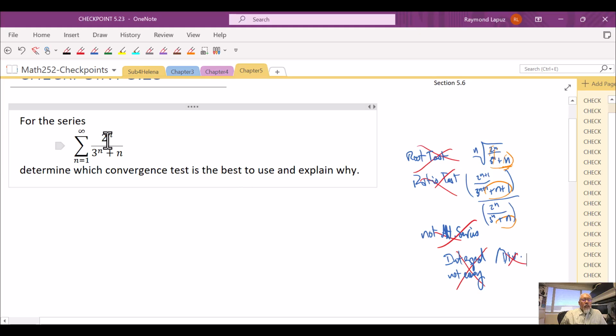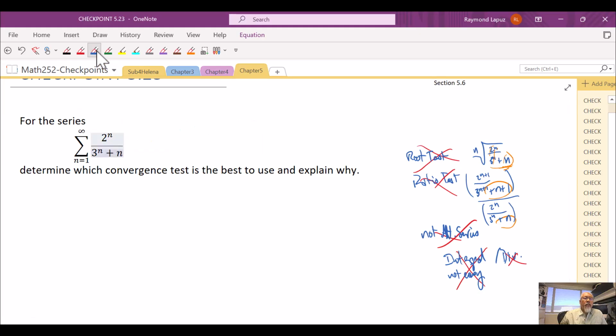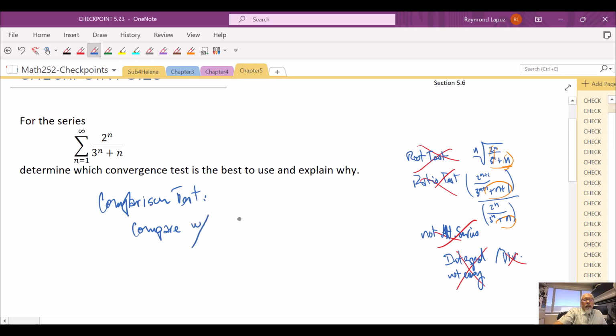This might be a good candidate for the comparison test, because I'm looking at the factors that dominate the numerator and the denominator, and those are the exponentials. We have 2 to the n and 3 to the n. That makes the n plus n in the denominator kind of insignificant, so I would probably use a comparison test, and that would be comparing with the leading high order terms, the terms that would dominate in the numerator and in the denominator.